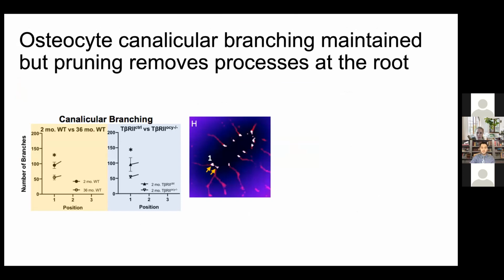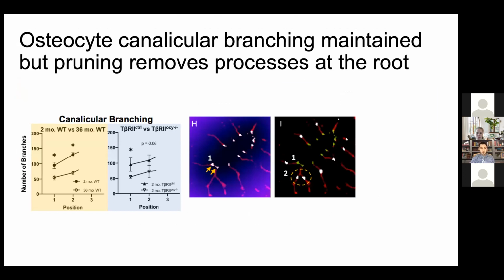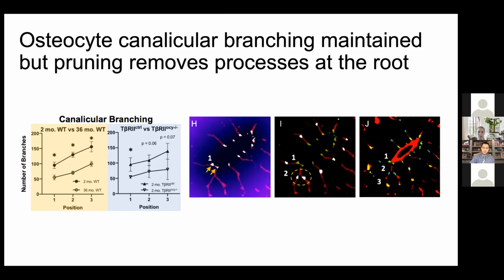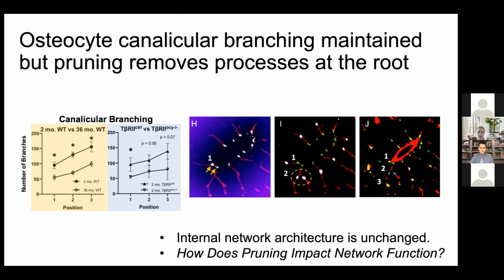But when we step our way into the network and move forward, we're able to see that the canaliculi are branching at the same rate in all of the models analyzed, such that canalicular behavior itself is not affected, or at least this specific aspect of canalicular behavior is not affected. And this also extends as we move further and further into the matrix. So we know that there's an internal network architecture that is unchanged, but how does this network pruning impact function?